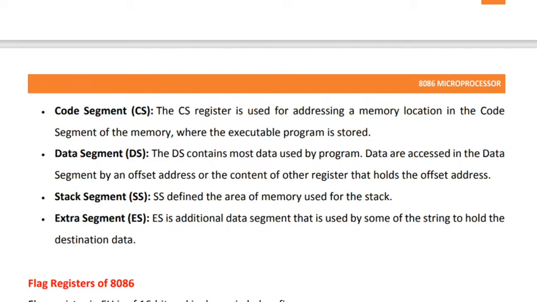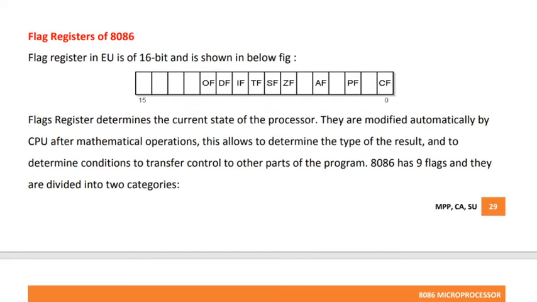Likewise, we have BX, SI, and DI, which are used in conjunction with the extra segment register. So these segment registers basically hold the base address of the respective segments. Then we have the flag register of the 8086 microprocessor.